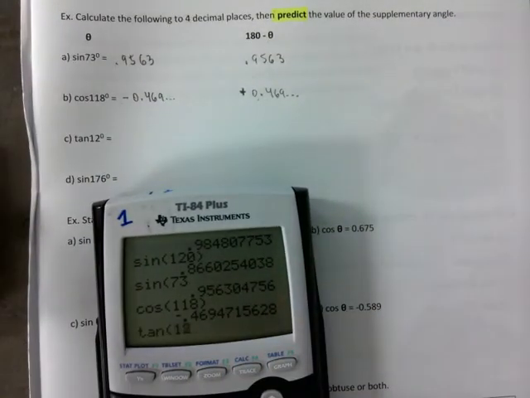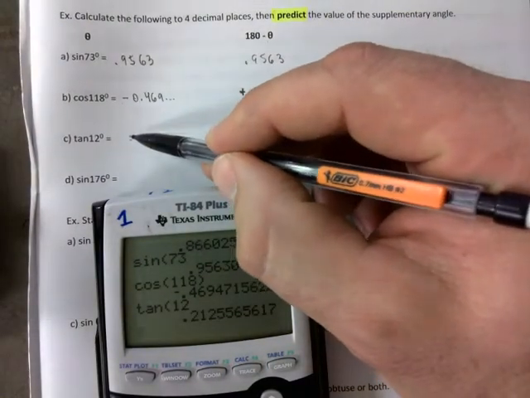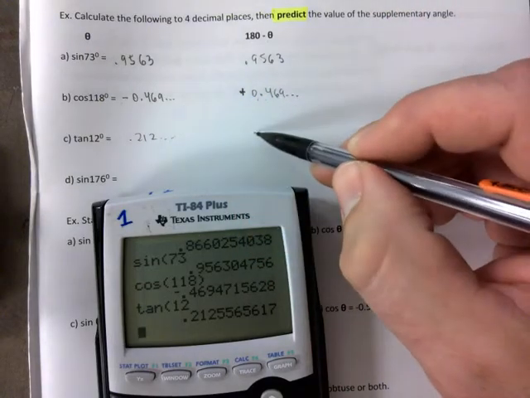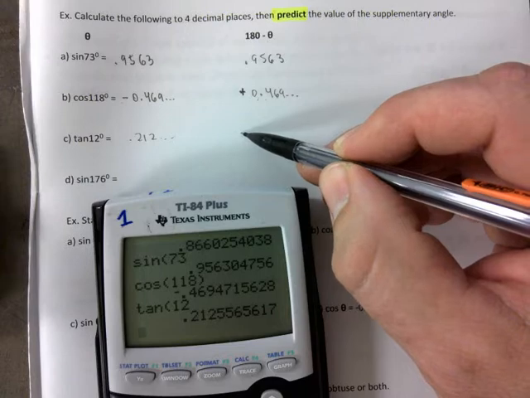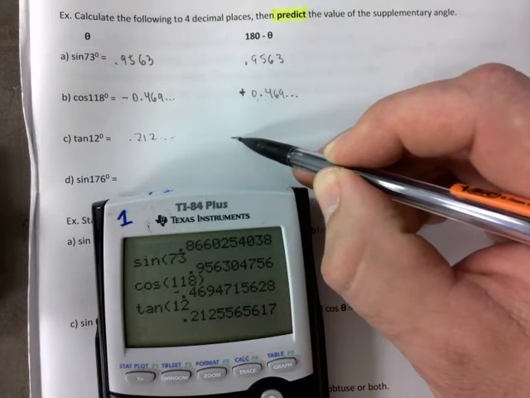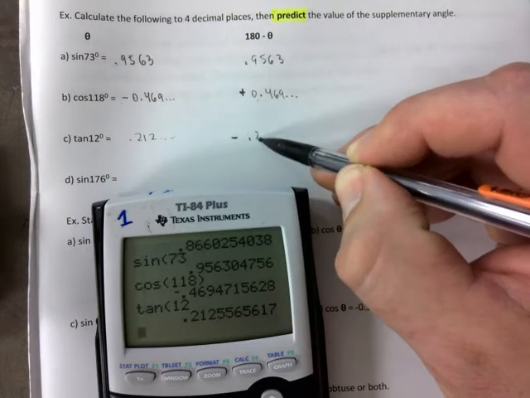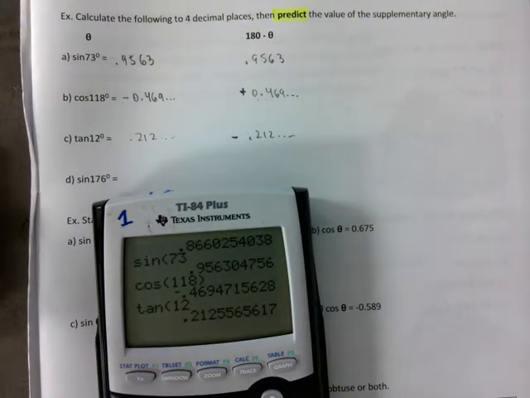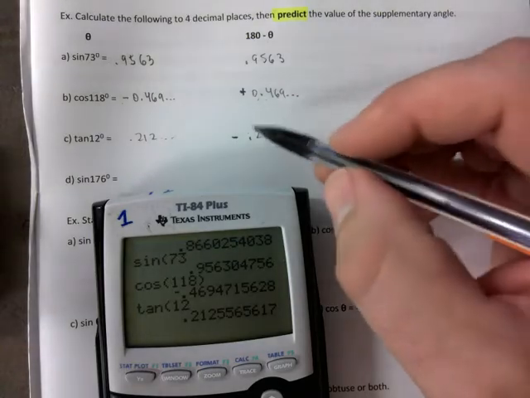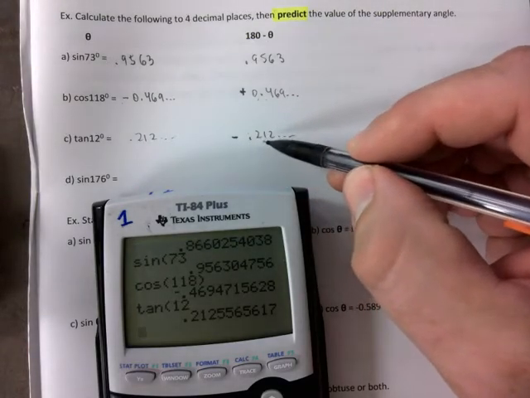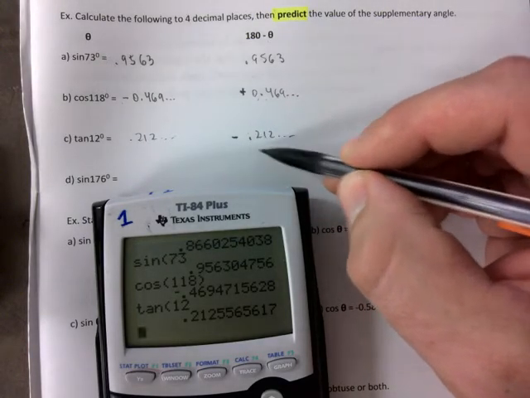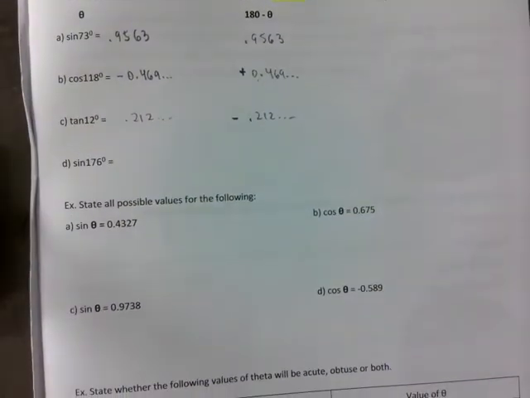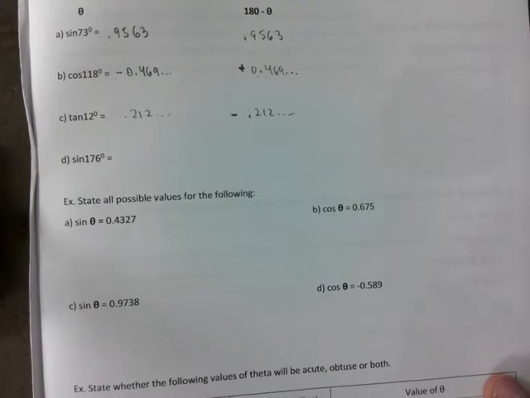Tangent of 12 is 0.212, and that keeps going. What will be its supplement? It behaves just like cosine, so negative 0.212, right? Because this is essentially tan of 168. And we'll just leave it at that.